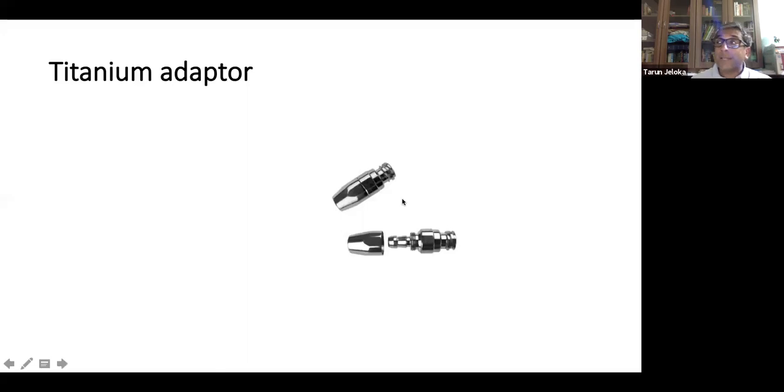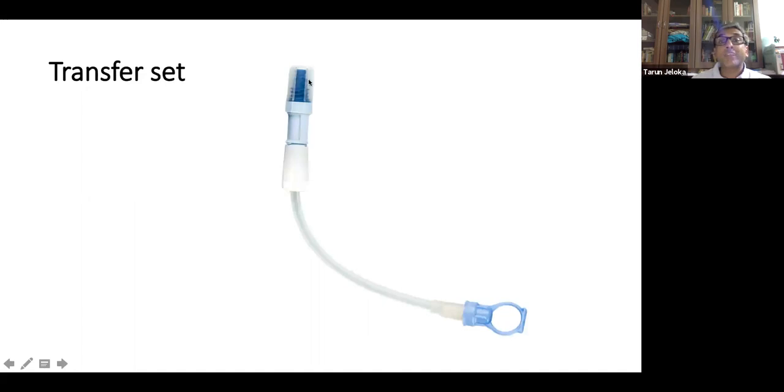The question many times radiologists also ask is, when the patient has to go for MRI, this being metal, whether they can go to MRI or not. They can. Titanium is MRI compatible. So you should remember titanium is not a contraindication for MRI. This is the transfer set. So this transfer set is attached to the PD catheter, and then to this transfer set the PD bags are attached.